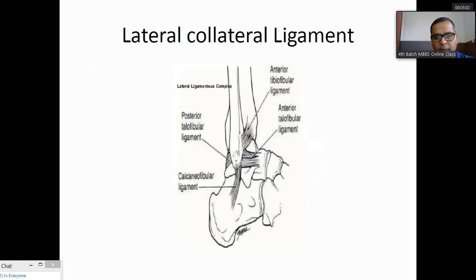Coming to the lateral side, there are three ligaments on the lateral side: anterior talofibular, this one, which is the commonest ligament that injures with the ankle sprain. When the ankle gets twisted, this is the most common ligament that injures. Posterior talofibular ligament right here, and the calcaneofibular ligament. This calcaneofibular is the second most common ligament that injures in the ankle sprain.